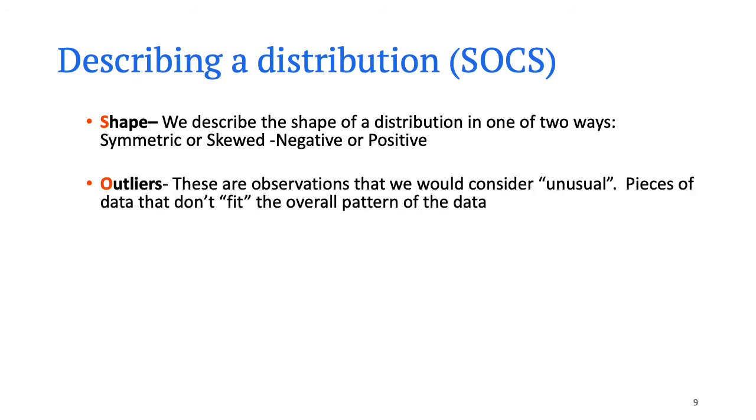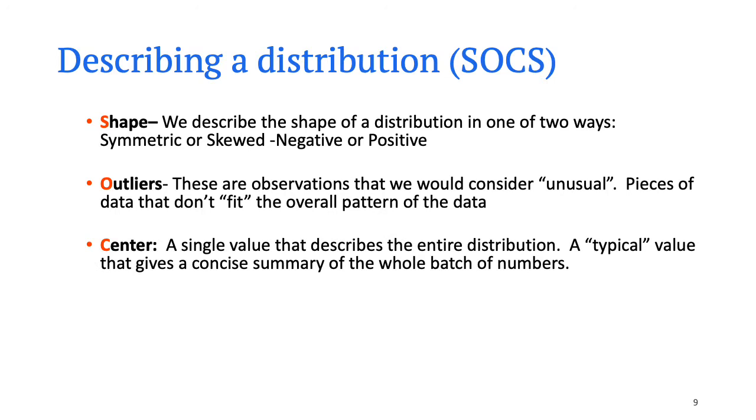Second is outliers. Is there any data that is unusual and doesn't seem to fit the overall pattern? Center, we'll look at the typical value as more of a summary of the whole batch of numbers. So this would be our single value that describes the entire distribution. Think of this as the mean or median.